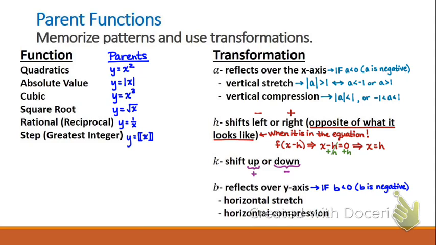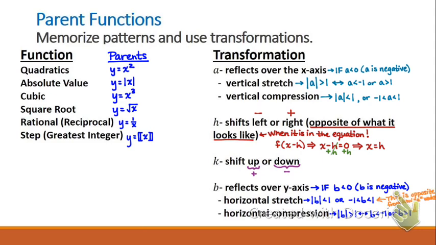A horizontal stretch is when our absolute value of B is less than 1. So when B is in between negative 1 and positive 1, we're actually going to end up with a horizontal stretch. We will get a horizontal compression when our absolute value of B is greater than 1. So any numbers that are farther away from 0 than positive 1 or negative 1. So when B is less than negative 1 or greater than positive 1.